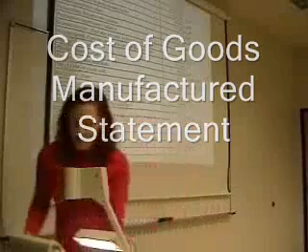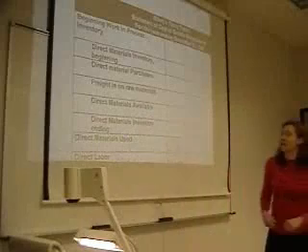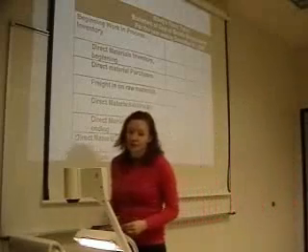Alright, so what is the cost of goods manufactured? Well, the cost of goods manufactured is the cost of the completed items that happened during this period. In this case, it's for a year.